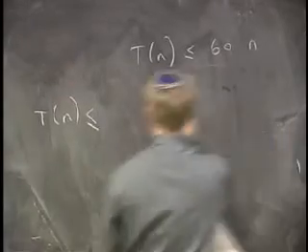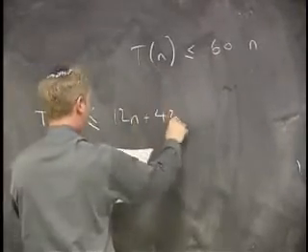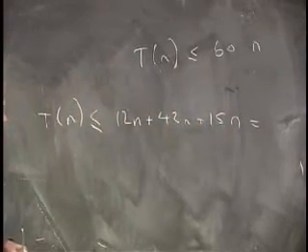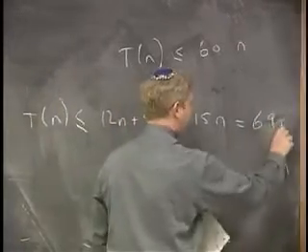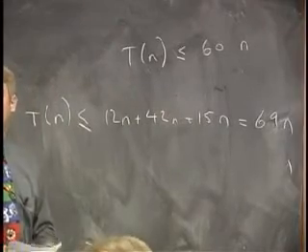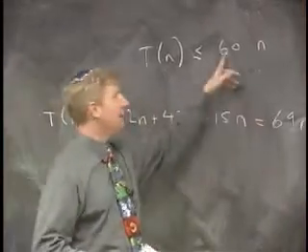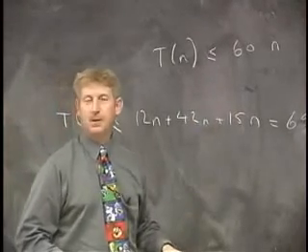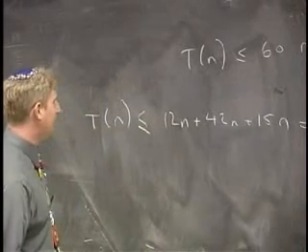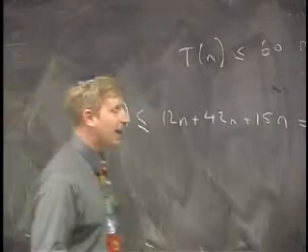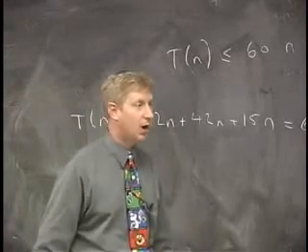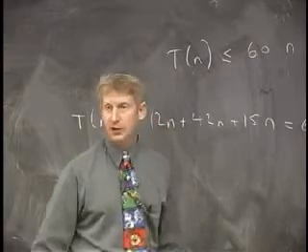This is smaller than 12n plus 42n plus 15n, and that equals 69n, and that's smaller than 60n. Crap. It would have worked perfectly if that 69 turned out to be smaller than 60, but 69 is bigger than 60, so it doesn't work. So we have to come up with a better constant. We might end up not being able to find any constant. Maybe this isn't linear time. Maybe we guessed wrong. And you'll find that out after a few more tries.